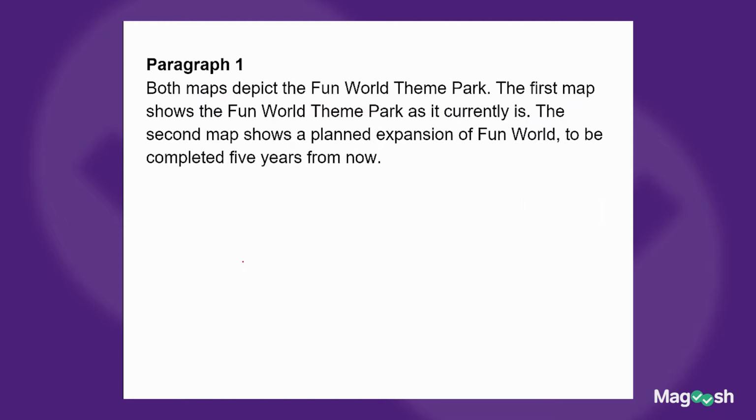It says, both maps depict the Fun World theme park. The first map shows the Fun World theme park as it currently is. The second map shows a planned expansion of Fun World to be completed 5 years from now. Okay, simply describing and focusing on how what we're looking at is the current state of this theme park, Fun World, and what it's going to look like in 5 years' time.